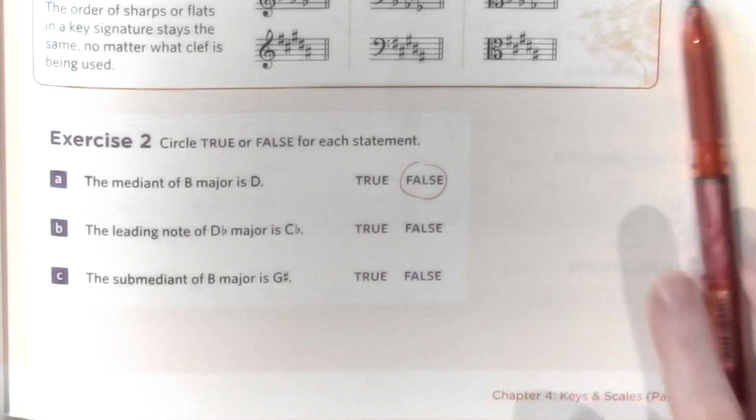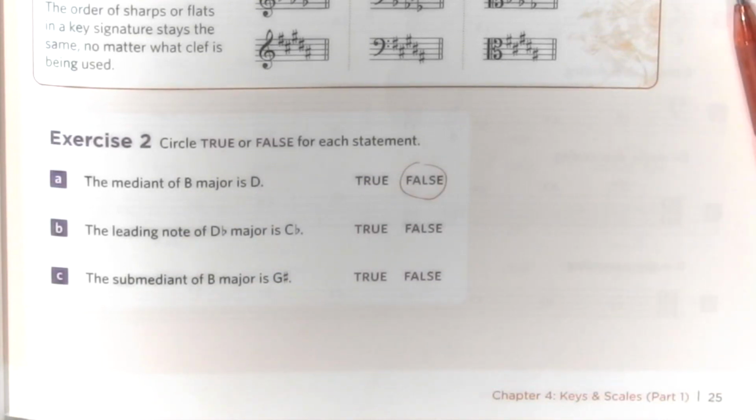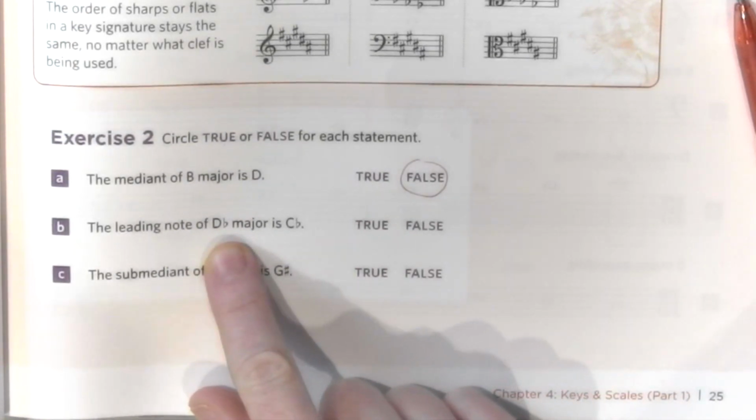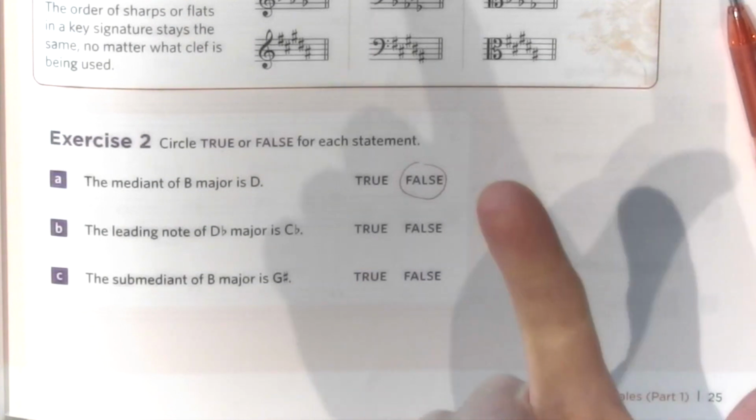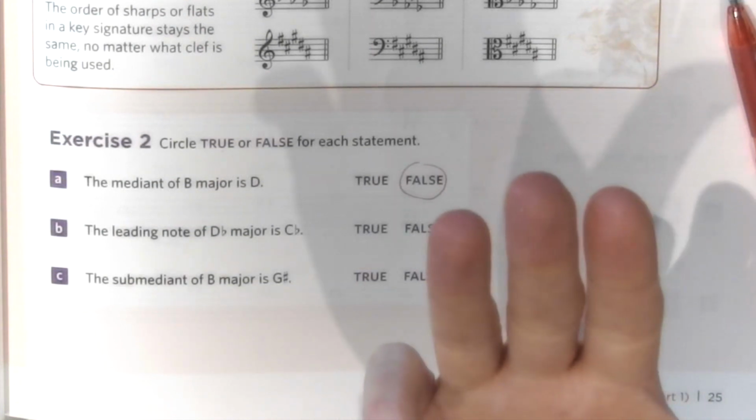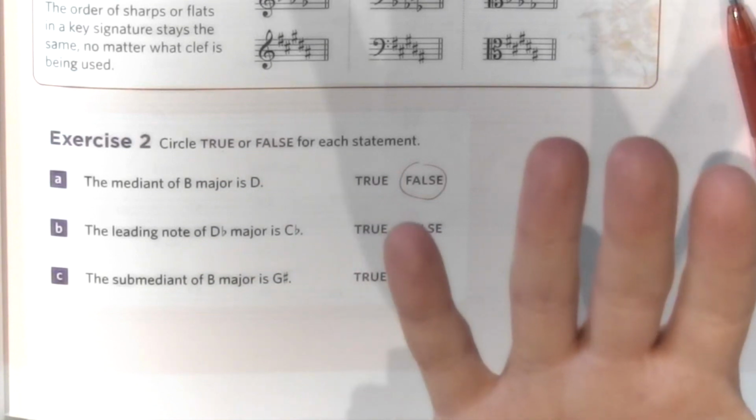D flat. To identify, so the order of flats is Si, Mi, La, Re, Sol, Do, Fa. B, E, A, D, G, C, F. Big elephants ate dinosaurs, goat cheese, and figs. Interesting. Now, this is the penultimate flat of our key signature. So we add an extra one. Si, Mi, La, Re, Sol. 5 flats.